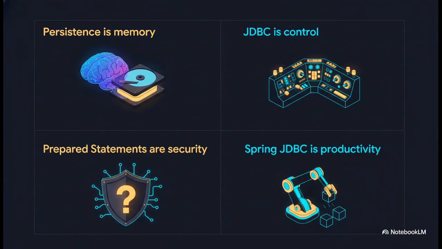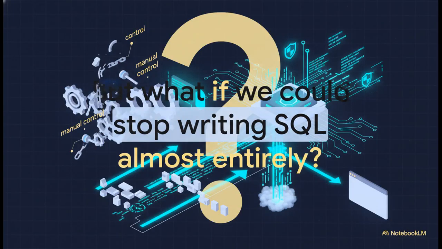Second, JDBC is control. It's the foundation, it gives you total power, but it comes with that heavy boilerplate burden. Third, prepared statements are security. That little question mark is your circuit breaker. It is non-negotiable. And finally, Spring JDBC is productivity. Things like JdbcTemplate and the repository pattern free you up to focus on what really matters, your business logic, not the plumbing.